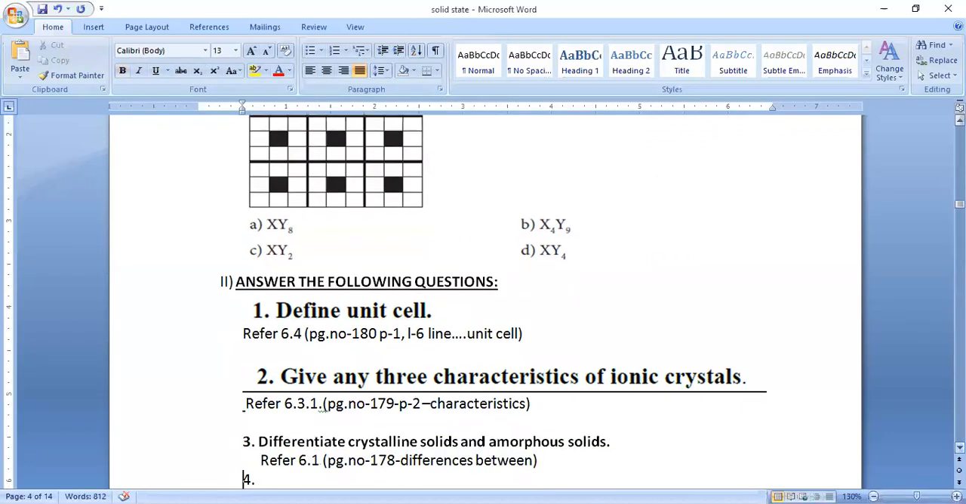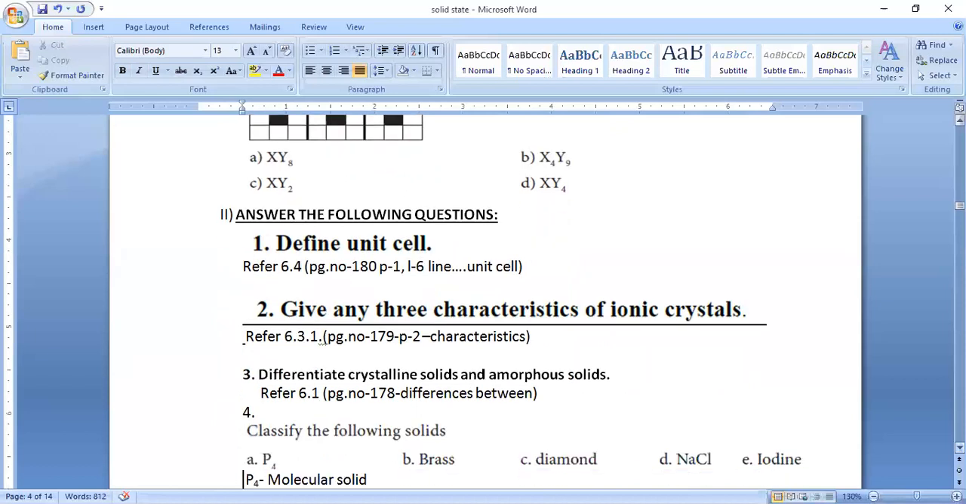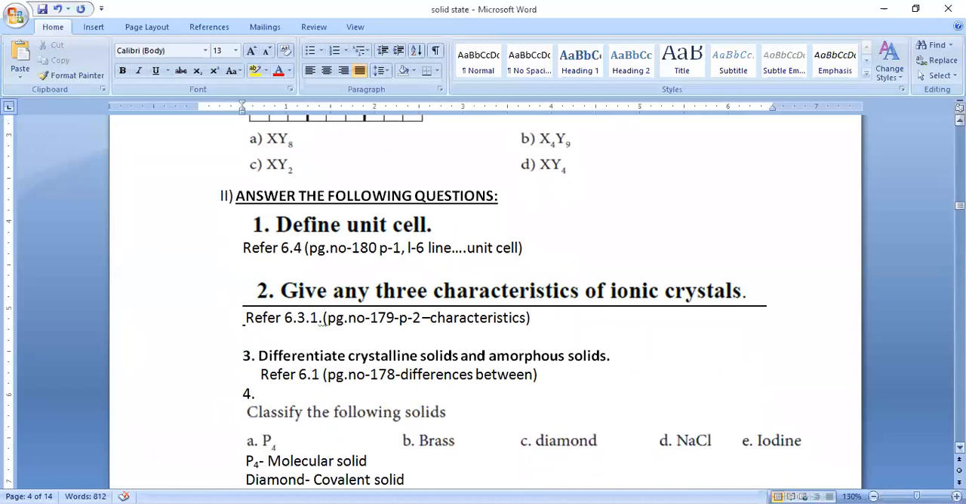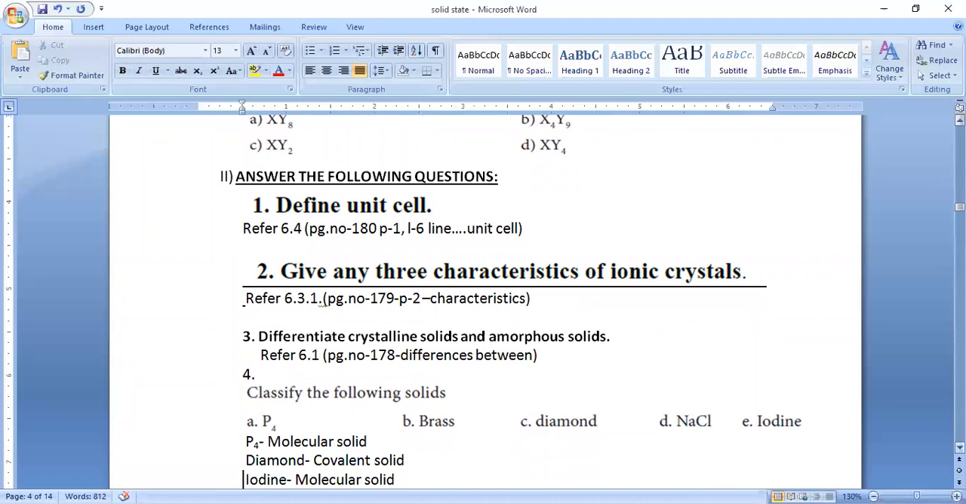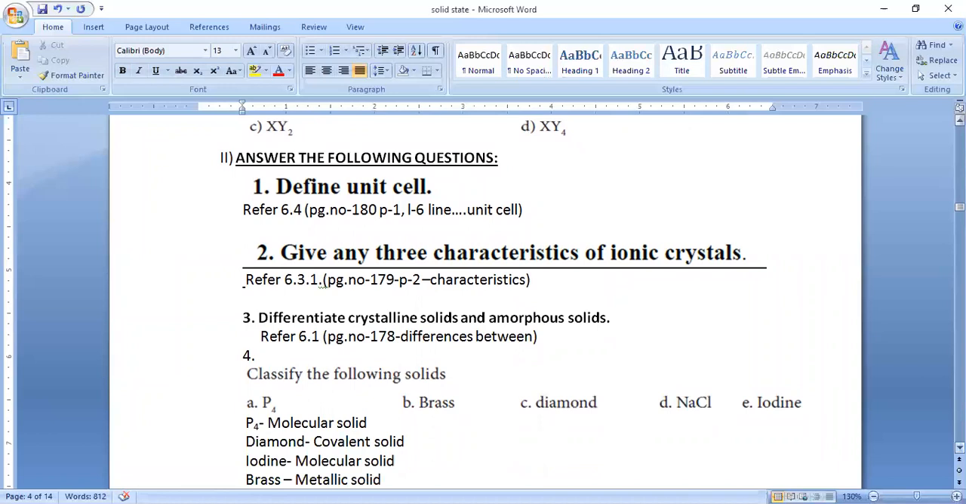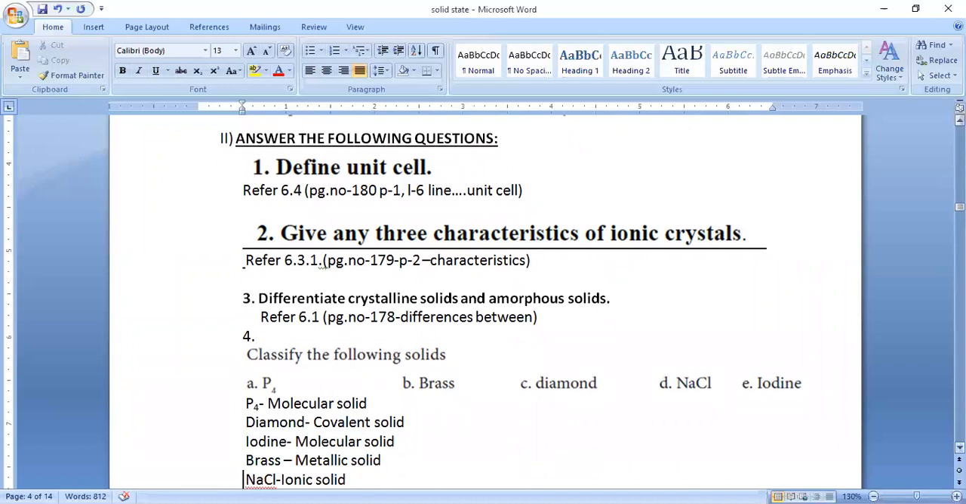So next question number 3, differentiate crystalline solids and amorphous solids. So the answer is in page number 178. You need to refer 6.1, under the topic differences between. So question number 4, classify the following compounds. P4 is a molecular solid, diamond is a covalent solid, iodine is a molecular solid, brass is a metallic solid, NaCl is an ionic solid.